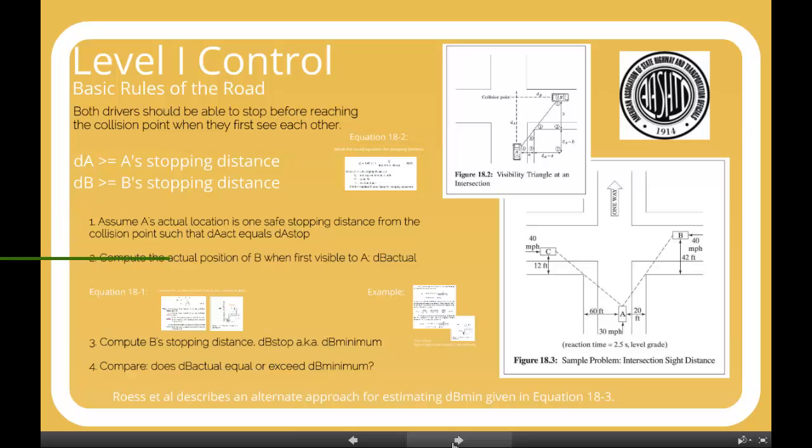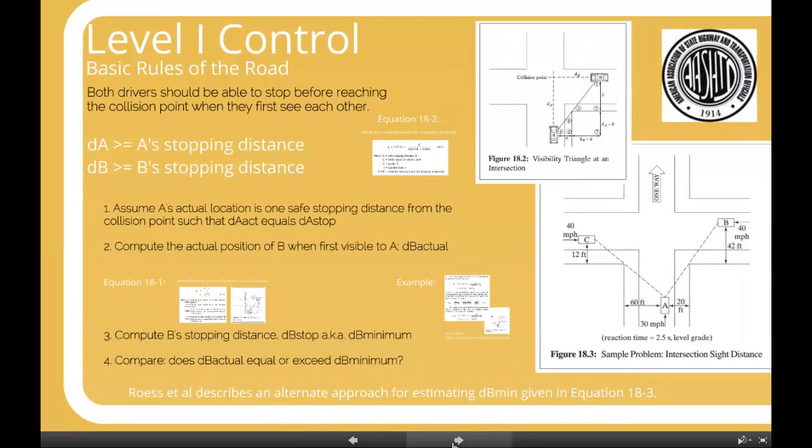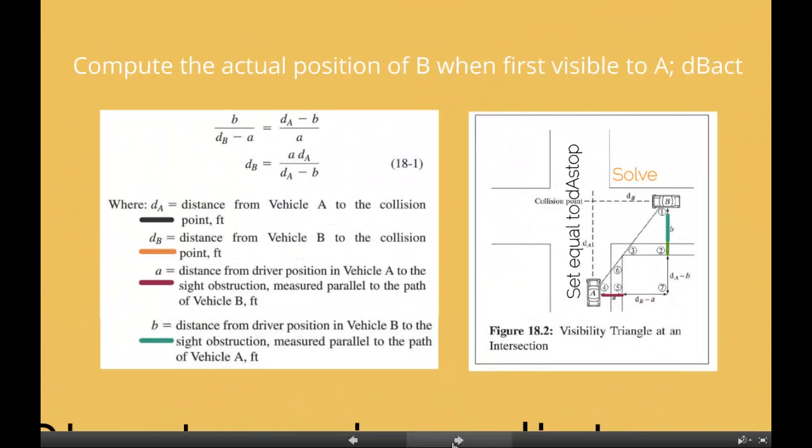Step 2. Use the visibility triangle to compute the actual position of B when first visible to A. The current Step 2 features the computation based on the properties of similar triangles. Here we find that dB depends on dA, which is set equal to dA stop, and depends on a, which is driver A's position relative to the sight obstruction, and also on b, which is driver B's position relative to the sight obstruction.